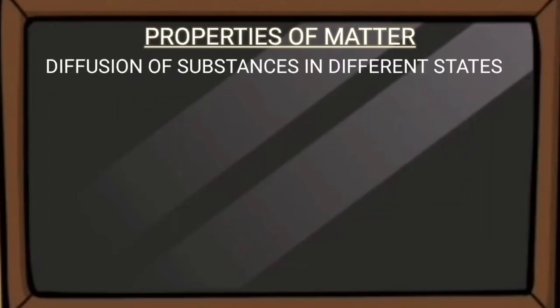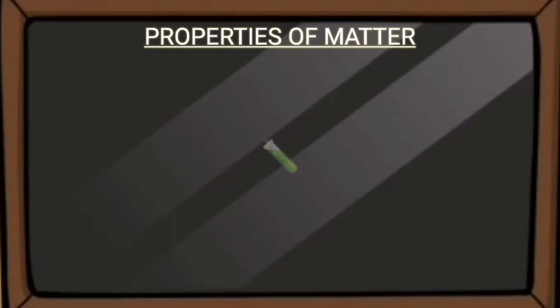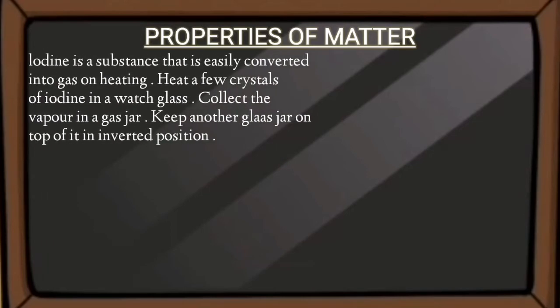Diffusion of substances in different states. Let's go through some experiments to understand this part better. Iodine is a substance that is easily converted into gas on heating. Heat a few crystals of iodine in a glass vessel. Collect the vapor in a glass jar. Keep another glass jar on the top of it in inverted position.